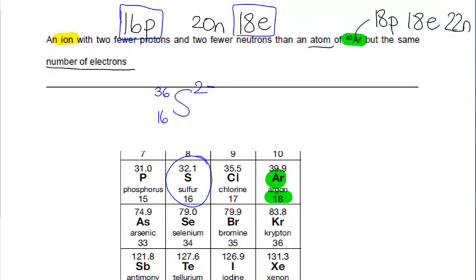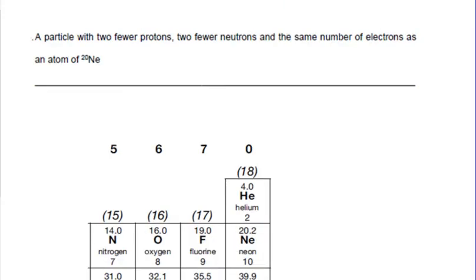So have a look at one more of these. This is a much more likely type of question at A level than filling in the table we were filling in the last section. So one last one: a particle with 2 fewer protons, 2 fewer neutrons, the same number of electrons as 20 Ne. So 20 Ne. We go to our periodic table and we find Ne, it's number 10. So 20 Ne has 10 protons. It has 20 take away 10, 10 neutrons, and it's an atom, so it has 10 electrons.